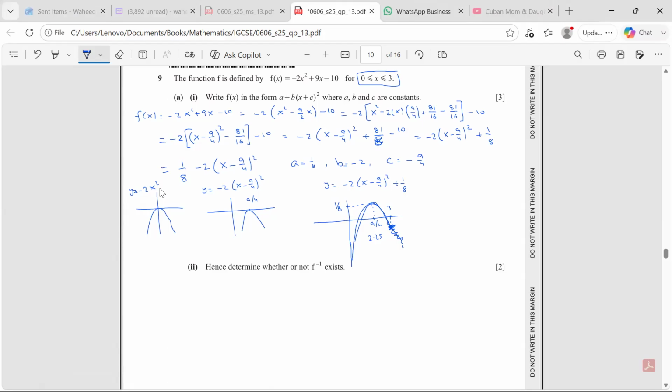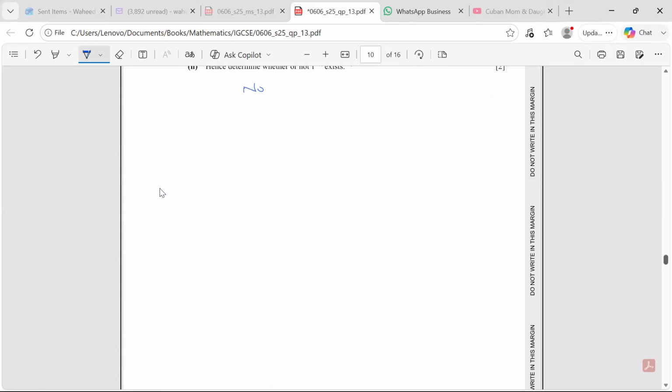Now, hence determine whether f inverse exists or not. F inverse does not exist. Why? Because for some values of y, there are two values of x, right? So this function is not one to one. If I have only this portion, right or left, then we can have an inverse. But right now we cannot. I hope this is clear.